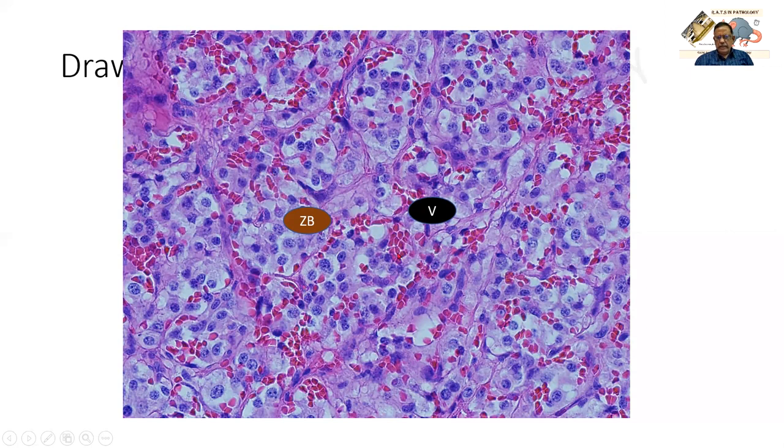This is a much better picture where I am able to see the multiple circumscribed lesions which are separated by slender septae and they all have the RBCs. So they are all slender capillaries. So blood vessels are over here, a Zellballen pattern. Draw this.